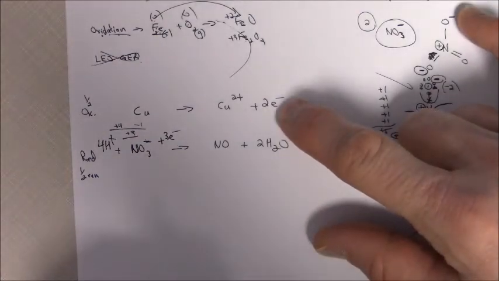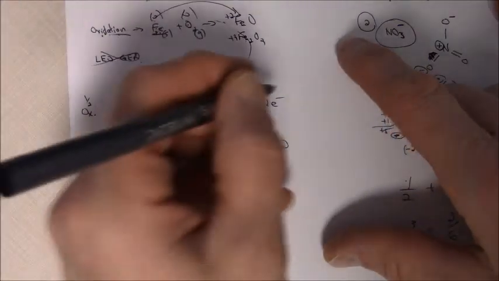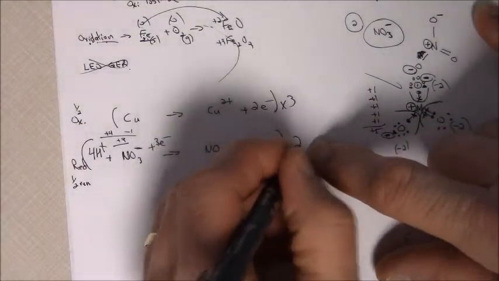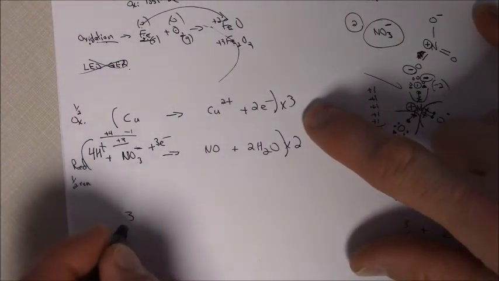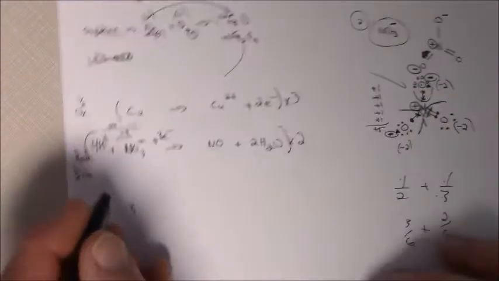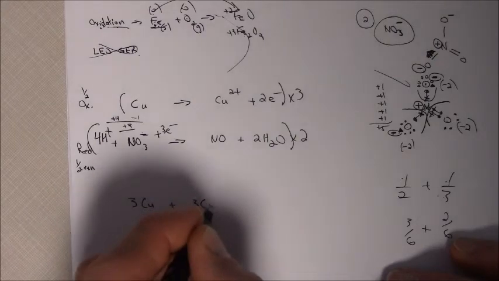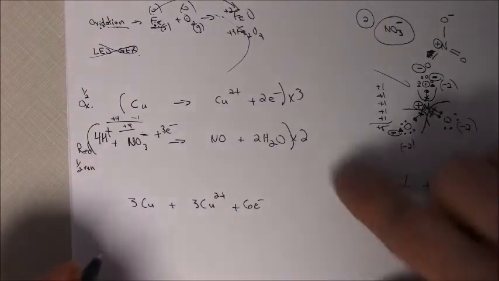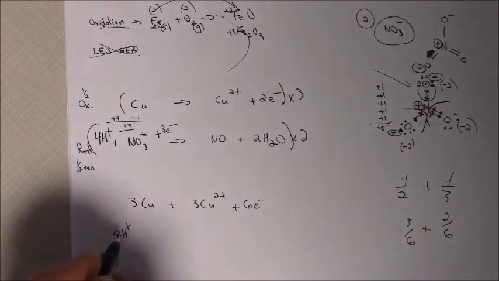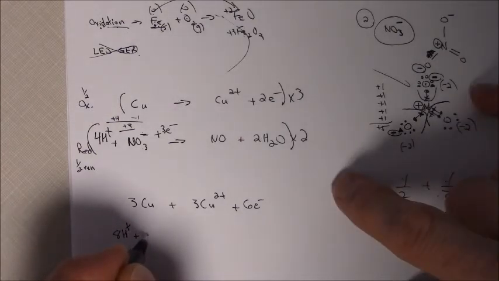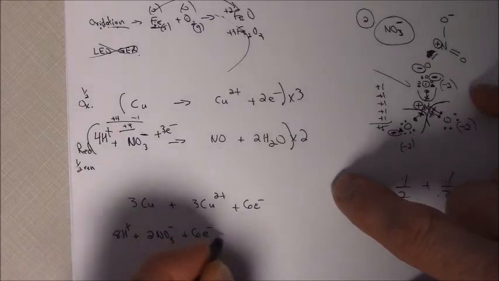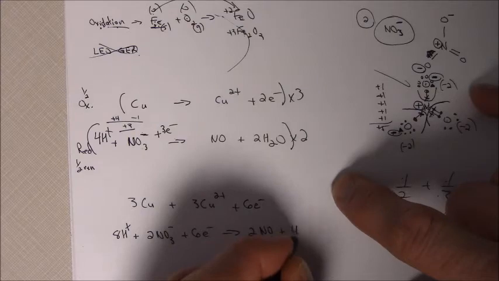So you need the number of electrons to be balanced. So I'm going to multiply this side by 3, and I'm going to multiply this side by 2. So I'm going to rewrite it. A lot of people automatically put the 3 in now to save themselves steps, but I'm trying to illustrate what the result of this looks like. So you got 3 coppers goes to 3 coppers plus 6 electrons. 4 times 2, that's 8 H pluses plus 2 NO3 minuses plus 6 electrons goes to 2 NOs plus 4 H2Os.